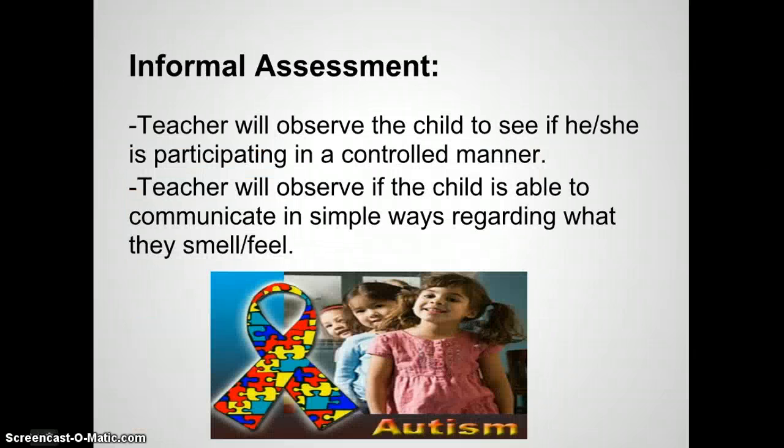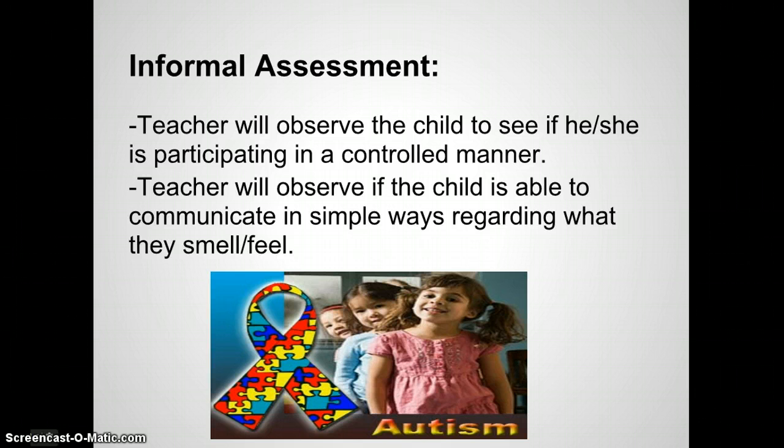The informal assessment would be that I would observe the child throughout the lesson to see if they're participating in a controlled manner, if they're following directions, doing as I ask, and staying focused. Also, I would observe if the child is able to communicate in simple ways, as I said before, regarding what they smell or feel. This should be a very fun lesson.